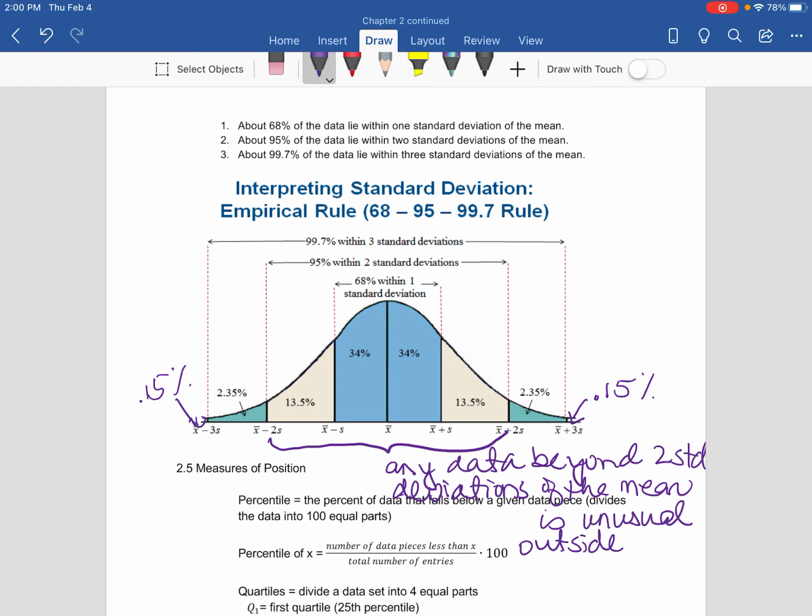Outside of three standard deviations is very unusual. And so again, you'll see in some of the problems that we do how all of this can be used to answer questions.